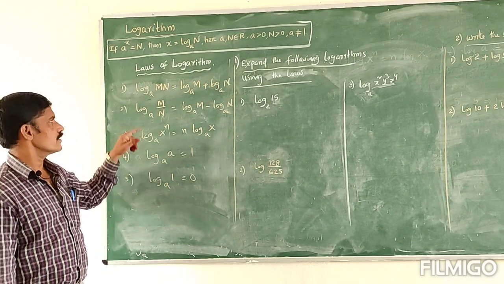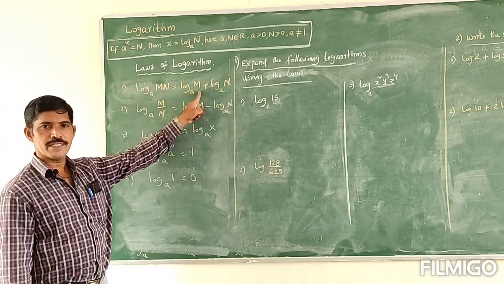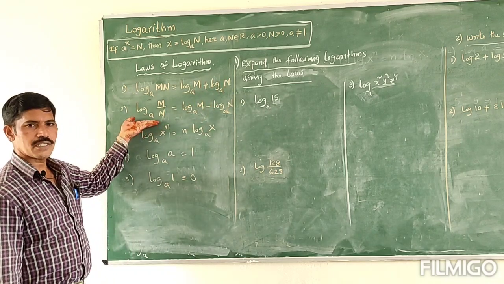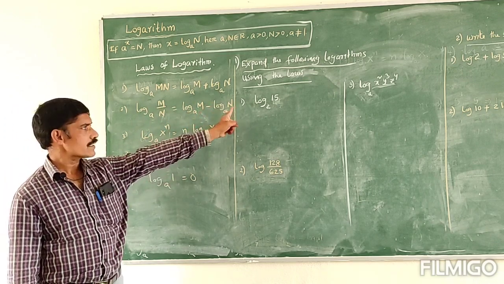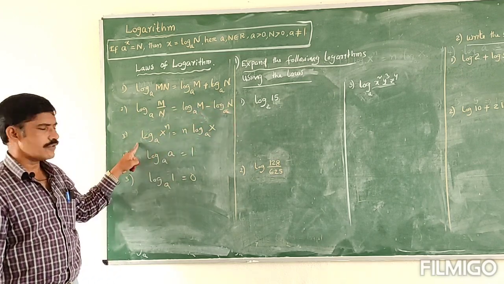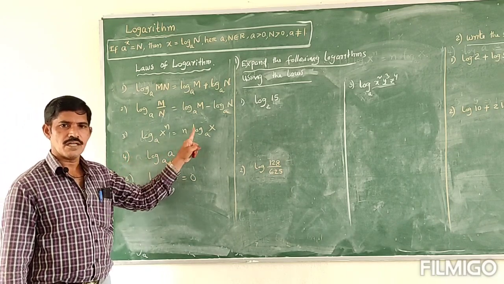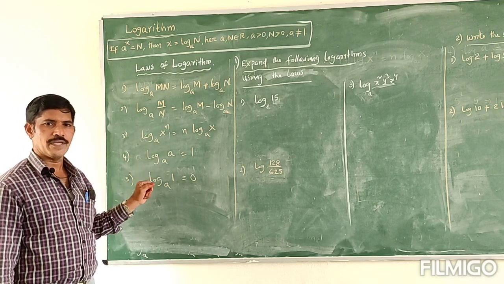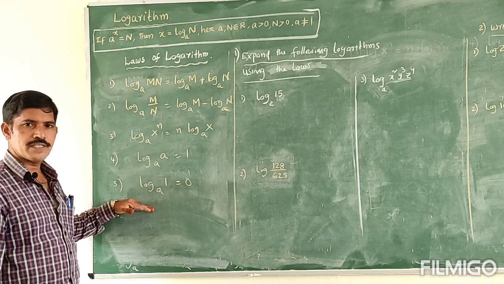The first one is logarithm of mn to the base a is equal to logarithm of m to the base a plus logarithm of n to the base a. The second one is logarithm of m by n to the base a is equal to logarithm of m to the base a minus logarithm of n to the base a. The third one is logarithm of x power n to the base a is equal to n into logarithm of x to the base a. The fourth one is logarithm of a to the base a is equal to 1. The fifth one is logarithm of 1 to the base a is equal to 0.